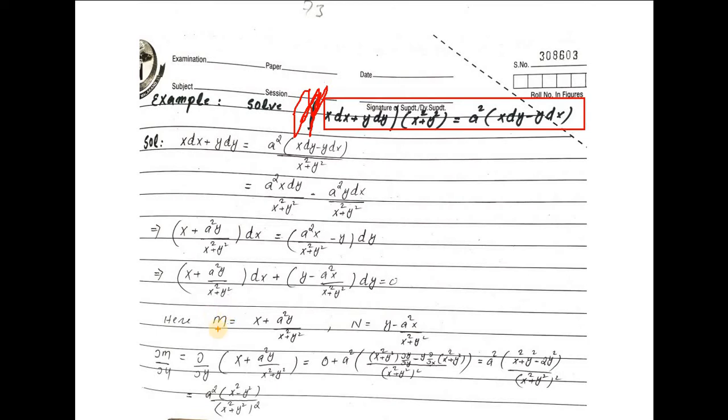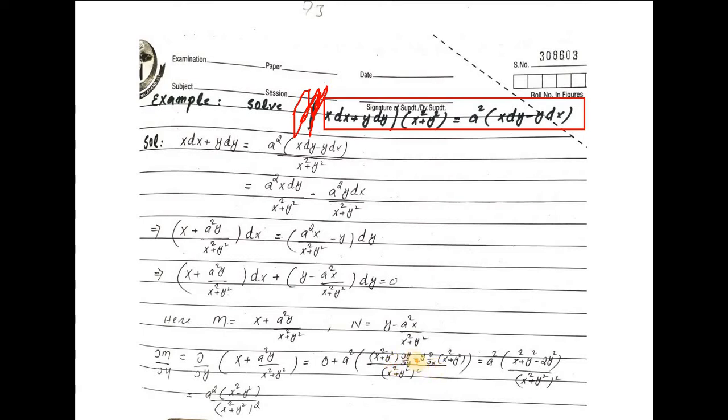Now differentiate m with respect to y. The partial derivative of x with respect to y is 0, and using the quotient rule for this term, we get a square, the square of the denominator, times the partial derivative of the numerator, minus the numerator times the partial derivative of the denominator with respect to y. This is not x, this is y.